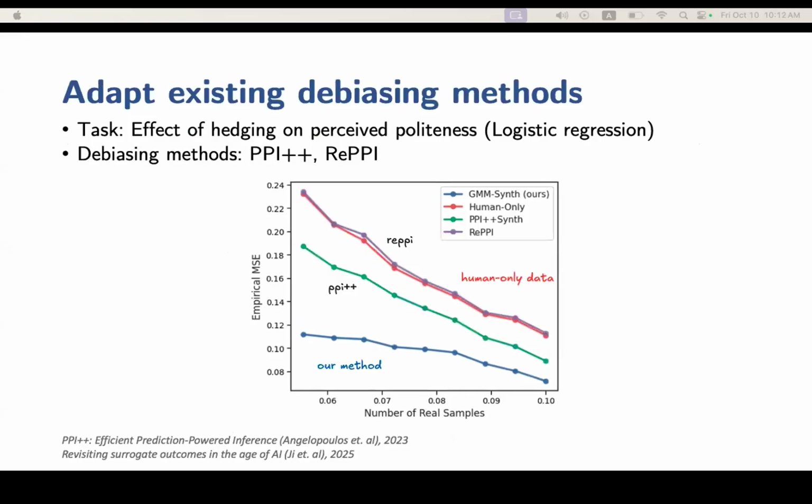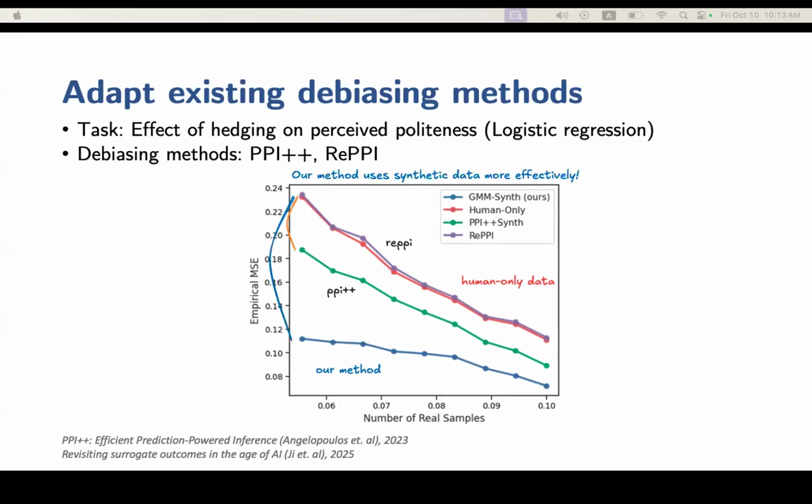Another thing we do in our paper is we adapt existing debiasing methods called PPI++ and re-PPI. And what these debiasing methods do is they're able to integrate model predictions, but they're not able to integrate fully synthetic simulations. And so what we do is we make some non-trivial adaptations so that they can be applied to our setting. And you can see that essentially our method is able to use the synthetic data more effectively, resulting in larger drops of MSE.